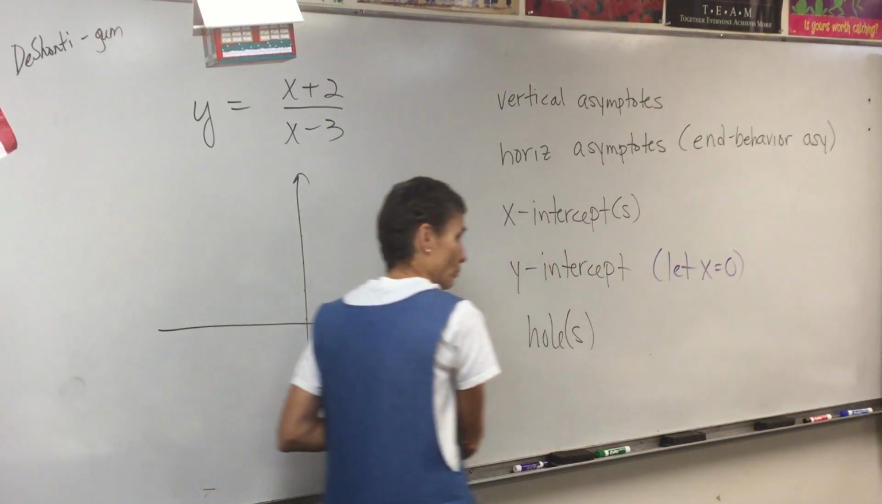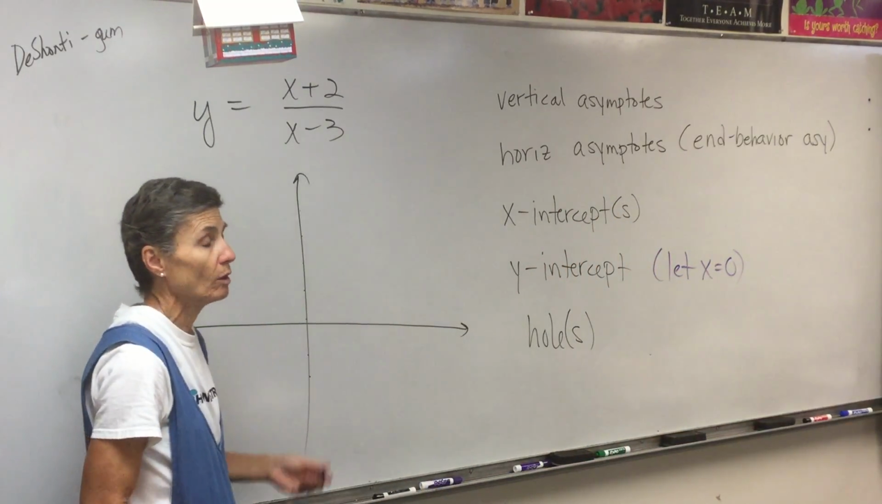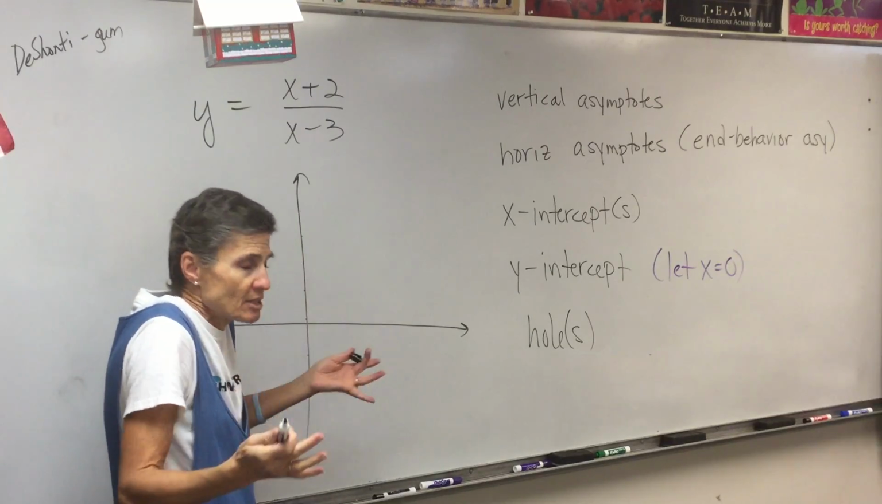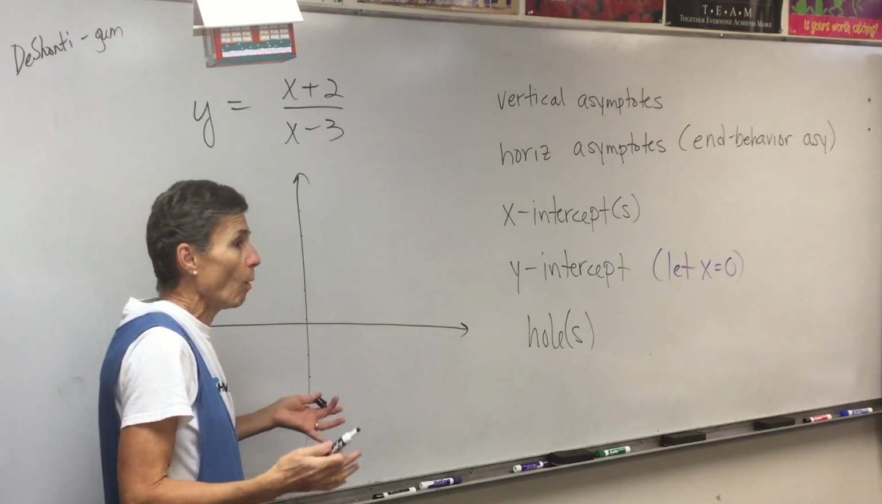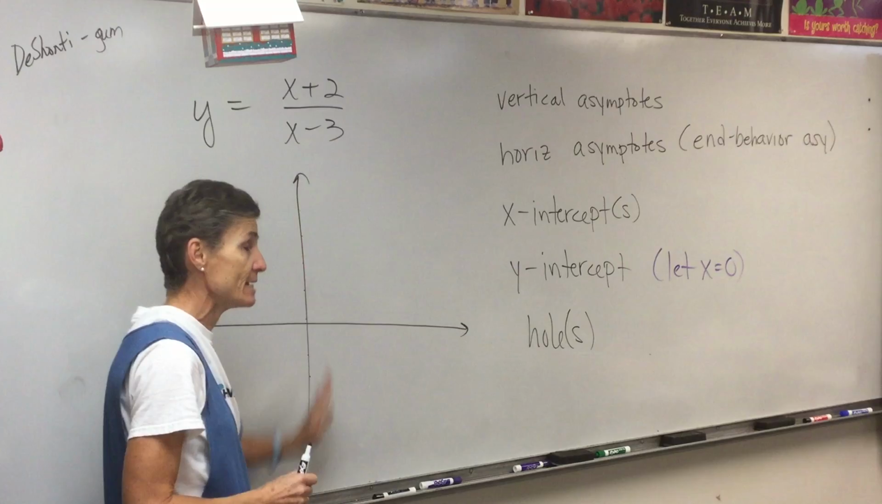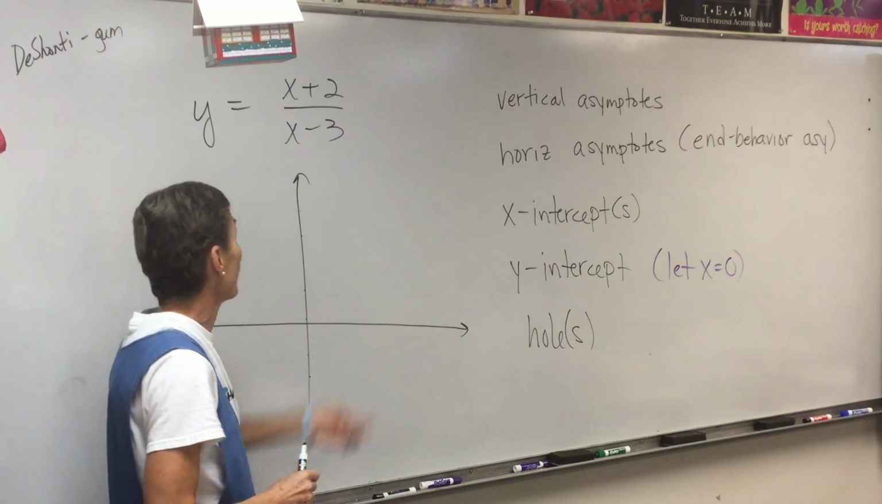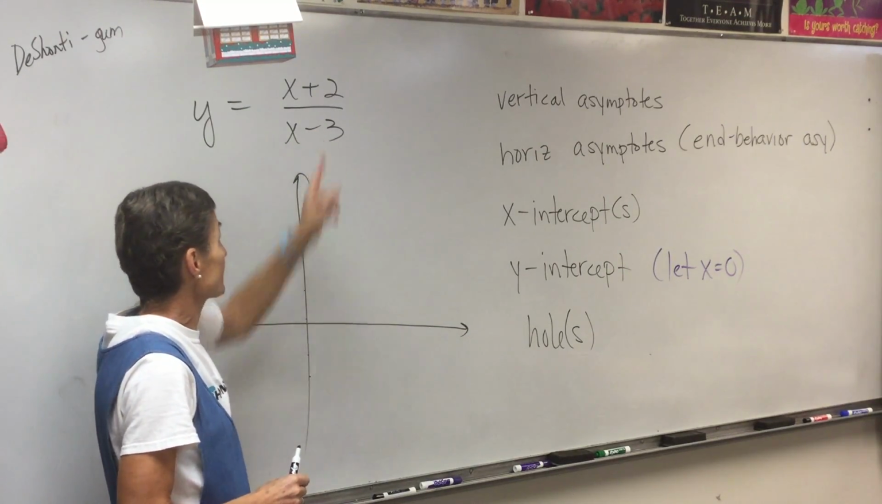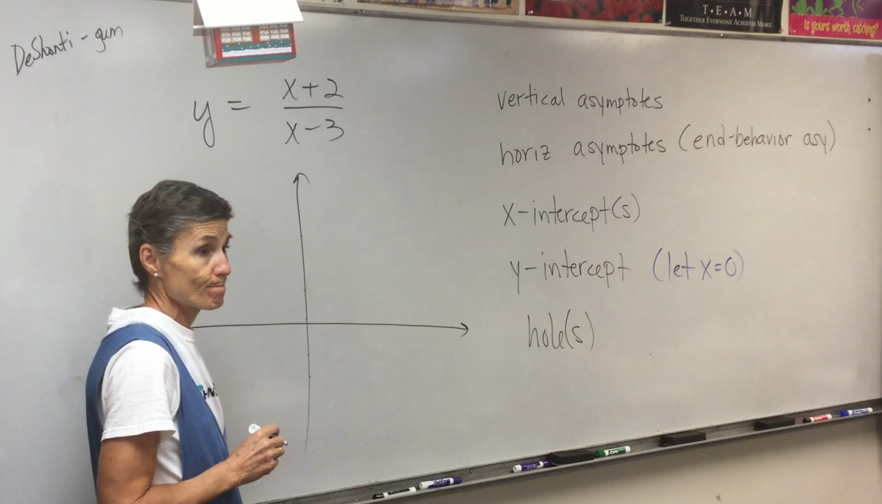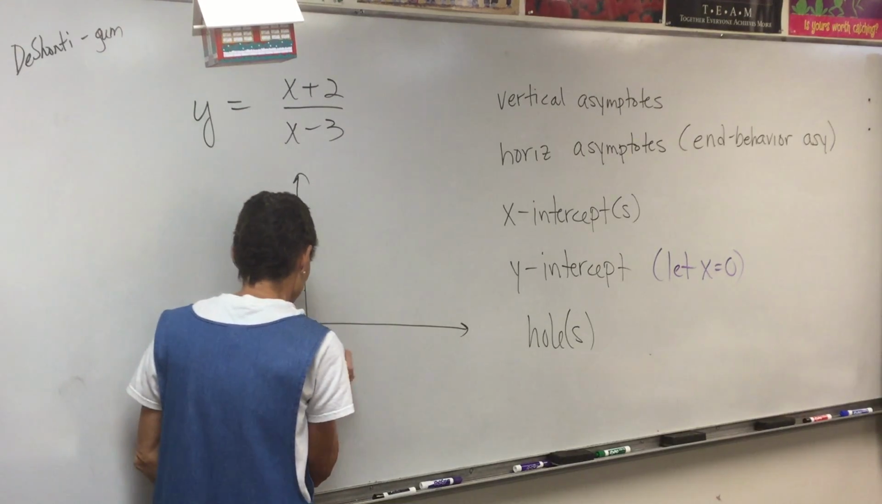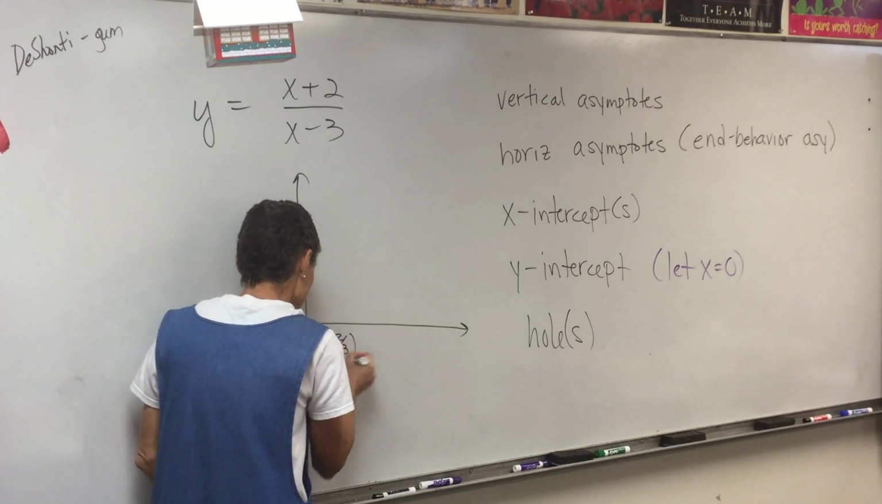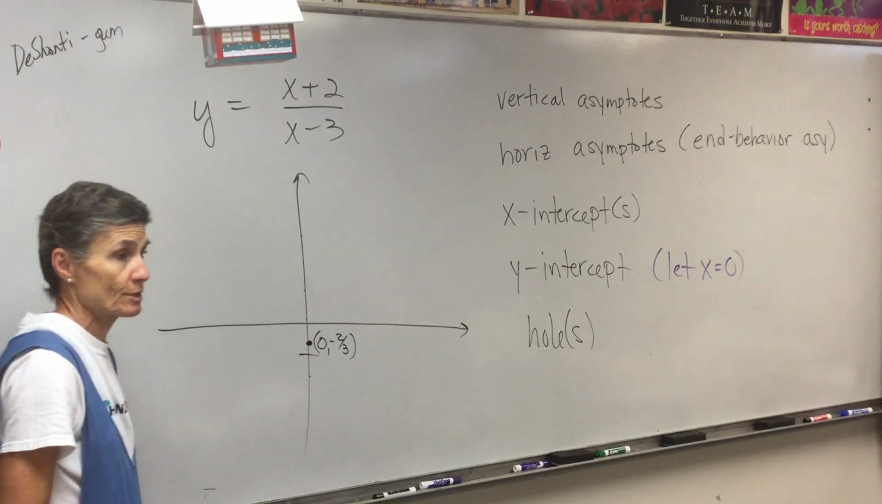Now, I shouldn't have to write that down for seniors in high school. It needs to make sense to you that if you want a Y-intercept, it's going to be plotted here, which means X is 0. So put 0 in for X, what do you get? Negative 2/3. So my Y-intercept is right here at 0, negative 2/3.